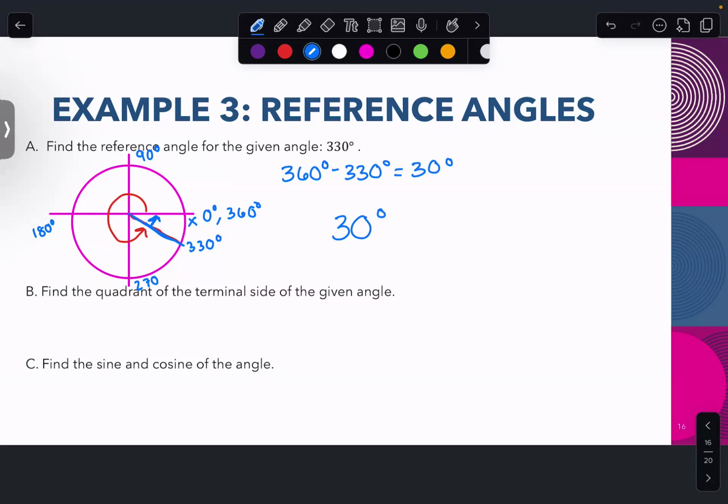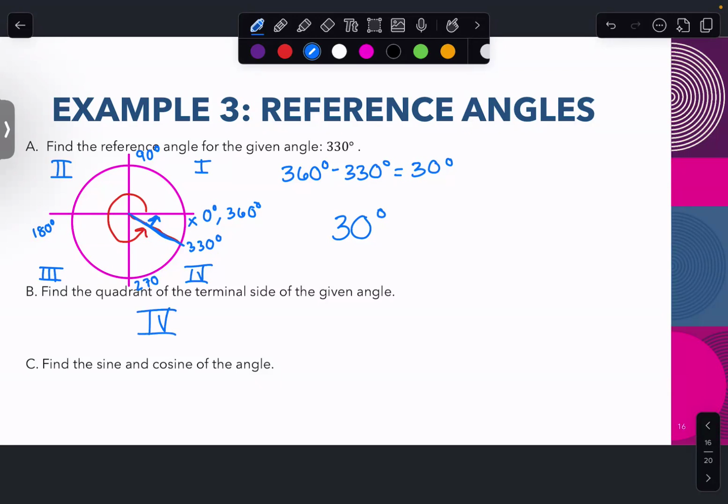So now if I want to find what quadrant that terminal side is in, I just look at this as a coordinate plane, right? We said that this is quadrant 1, quadrant 2, quadrant 3, and quadrant 4. So we count our quadrants counterclockwise. So it looks like that terminal angle will be in quadrant 4.